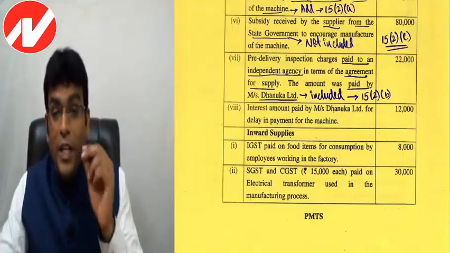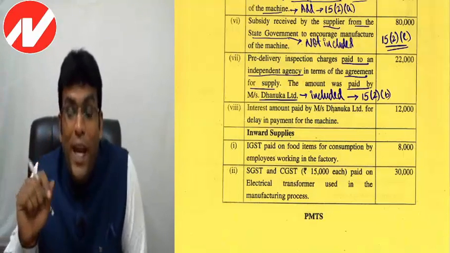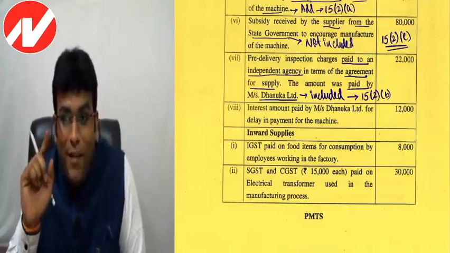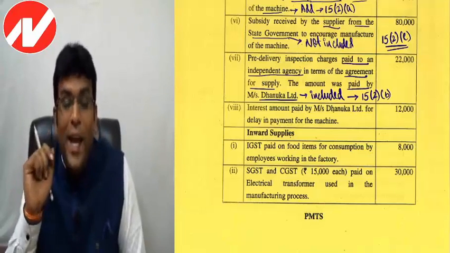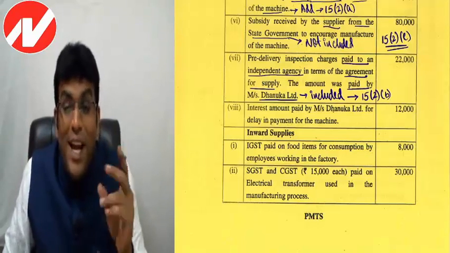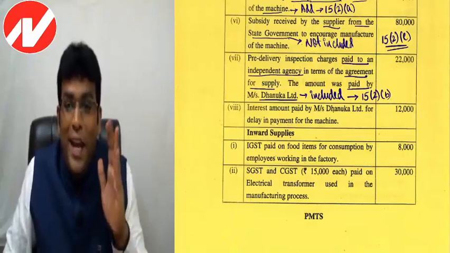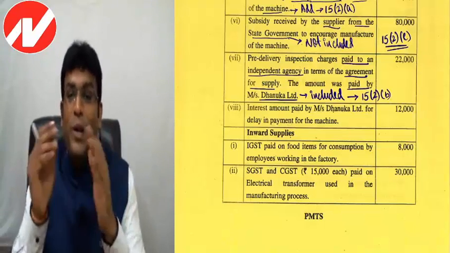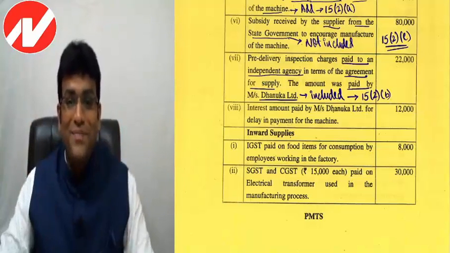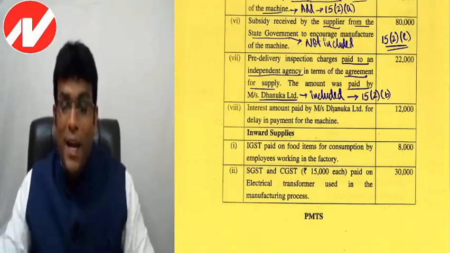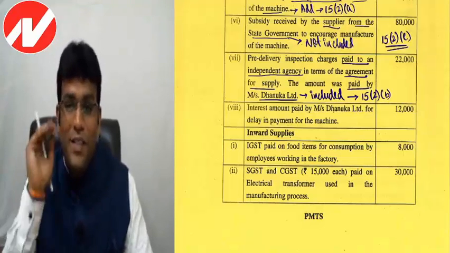15(2)(b) clearly says that supplier's obligation, whose obligation, sir? Supplier's obligation in relation to supply met by recipient will be included in the value of supply.